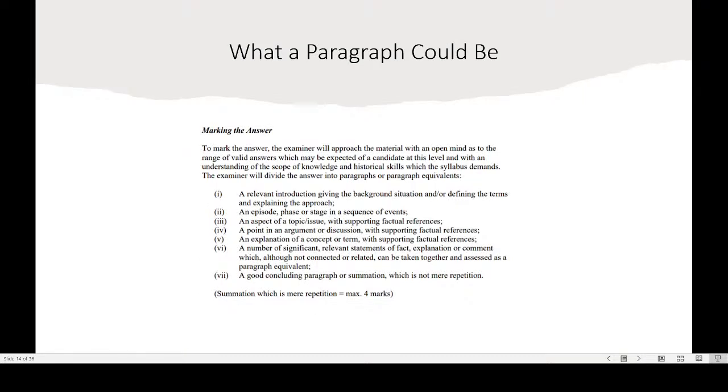Okay, the last thing that our marking scheme outlines for the Leaving Cert examiners is what a paragraph could be, or a better way to phrase this would be what a paragraph should be. It gives us a list of 7 different things that a paragraph could be or should be, and that's going to guide the examiner in how to mark each paragraph. I'm going to go through this in a little bit of detail, just to highlight that you need to be planning what your paragraph is going to be about, because the examiner is given a detailed list of what a paragraph could be or should be defined as.